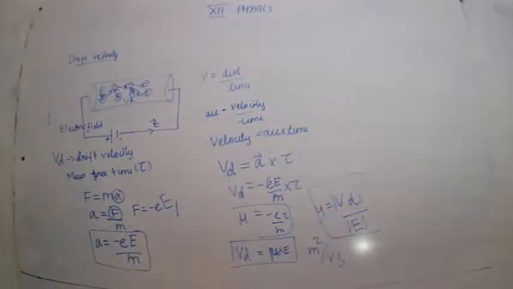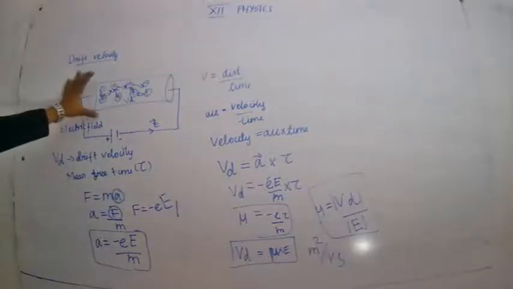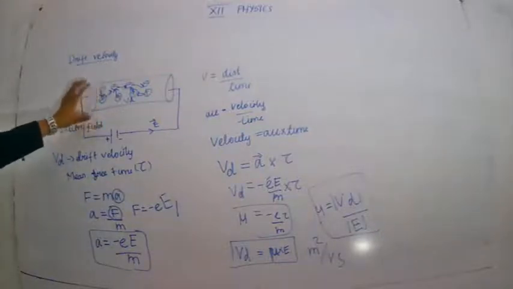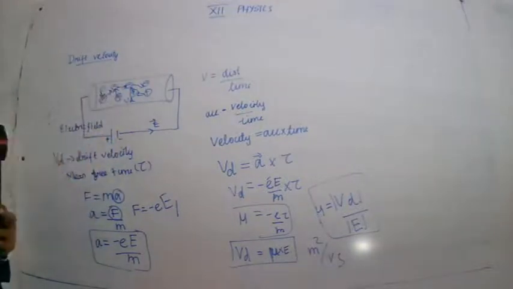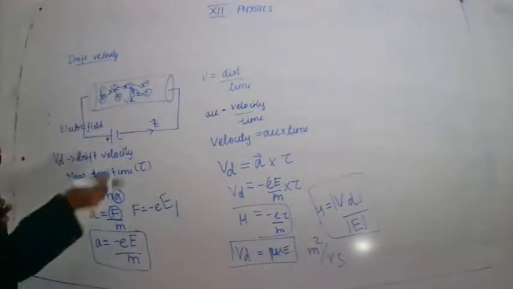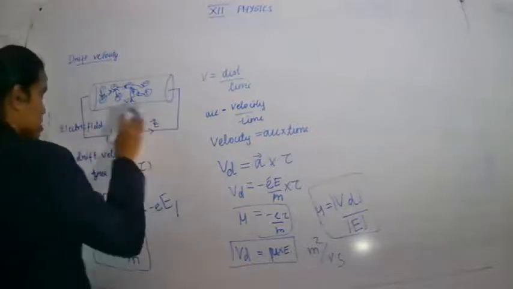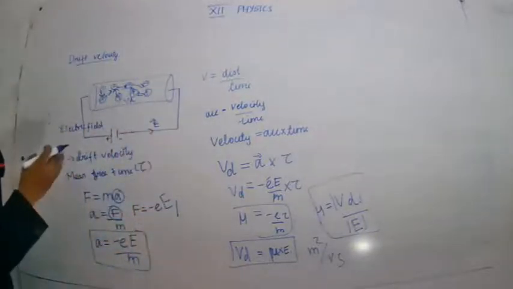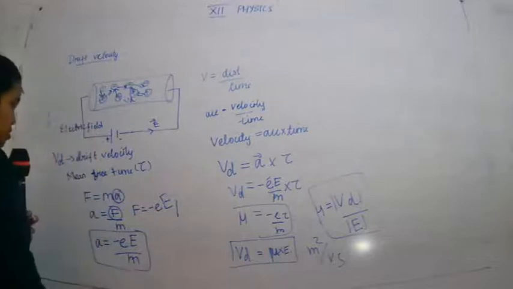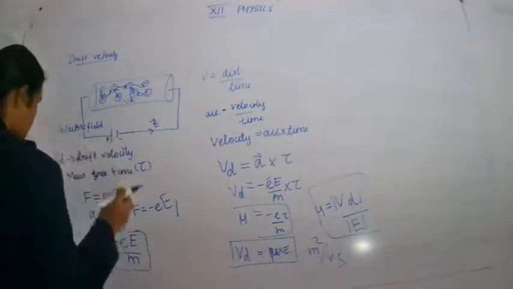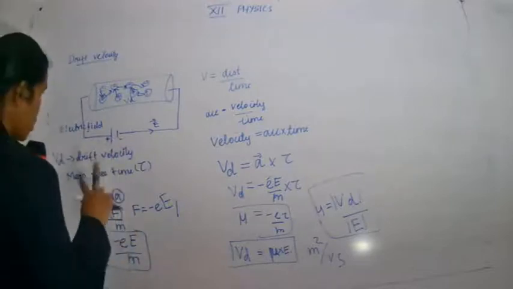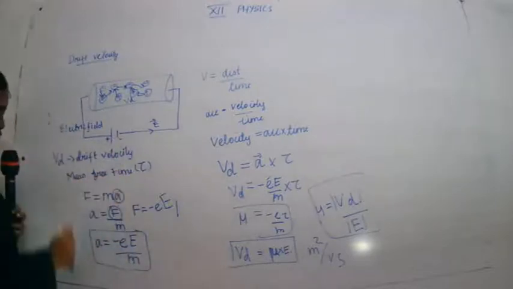Note down, children. What is drift velocity? We are taking a conductor with positive and negative charges moving in a random direction. When we apply an electric field, it moves in a zigzag manner, and successive collisions happen between the electrons. At that time a velocity is created, and that velocity is called drift velocity. The average time between successive collisions is called mean free time.